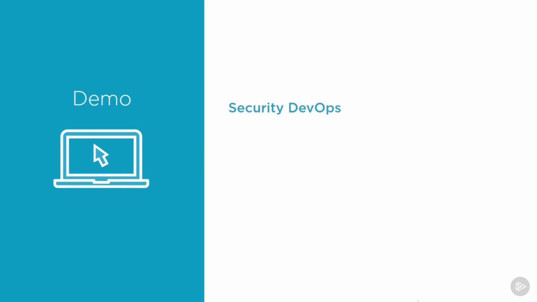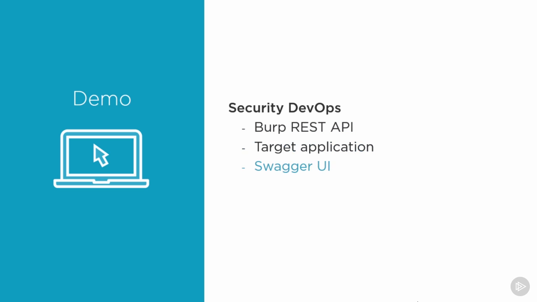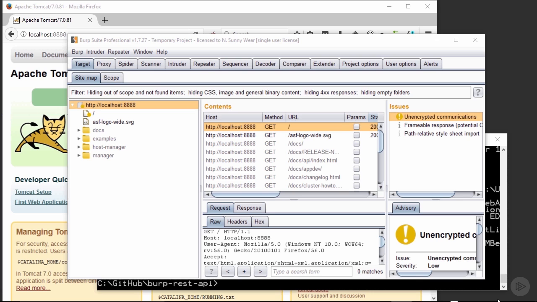In this demo, we're going to see how we can incorporate security into our DevOps process. We're going to be using the Burp REST API. We're going to run that against a target application. Then we're going to take a look at the listing of REST calls that we have available in the Swagger UI and invoke those Burp REST calls accordingly and take a look at the results that we get. This is the demo for incorporating the Burp REST API into your DevOps process.